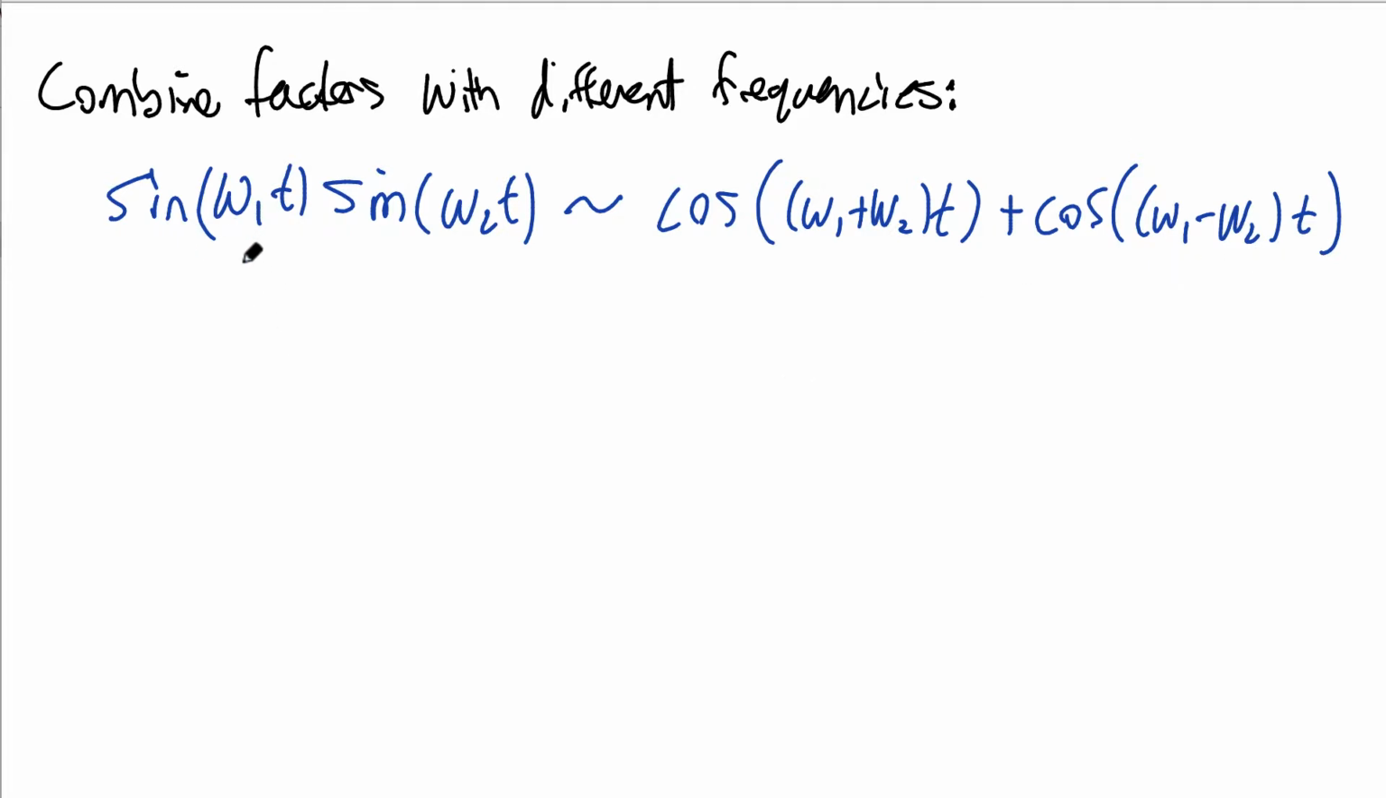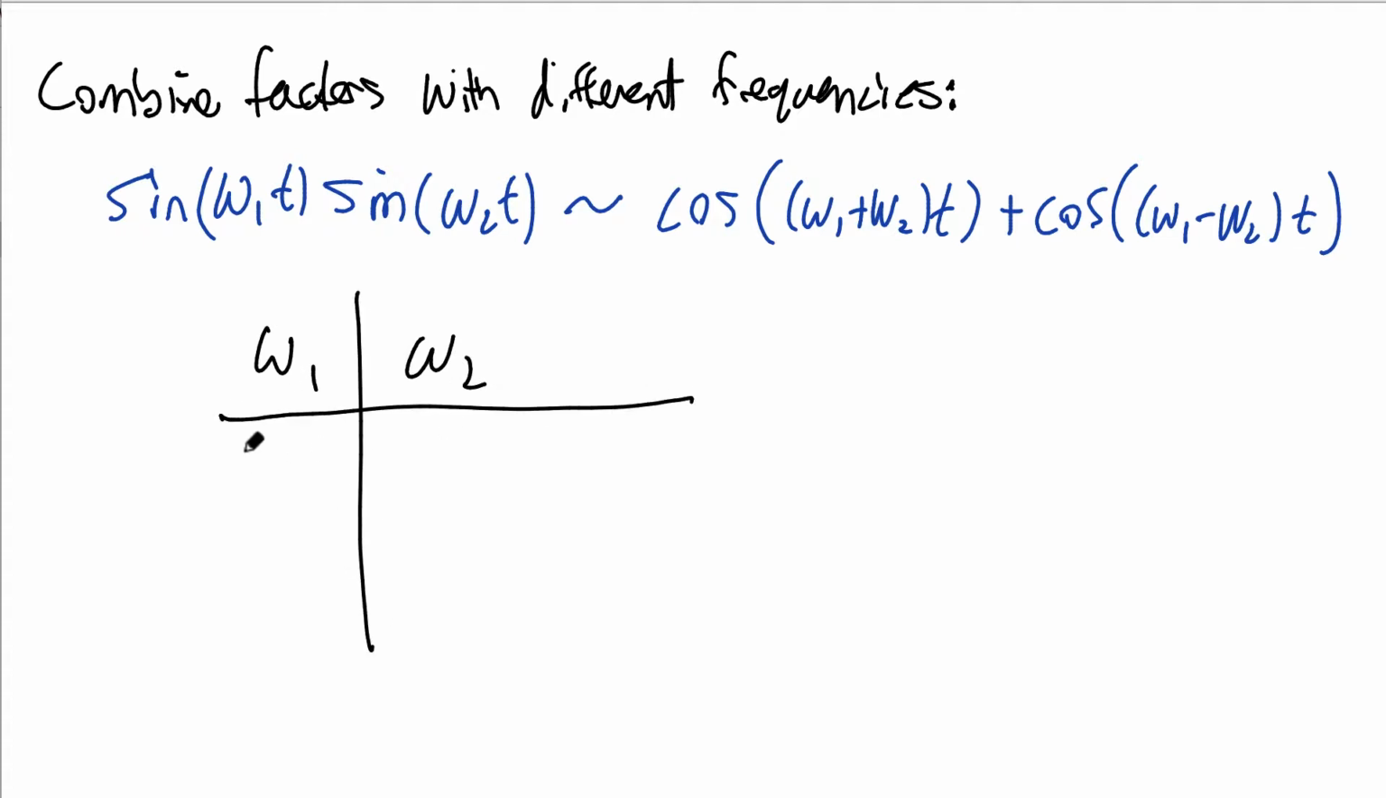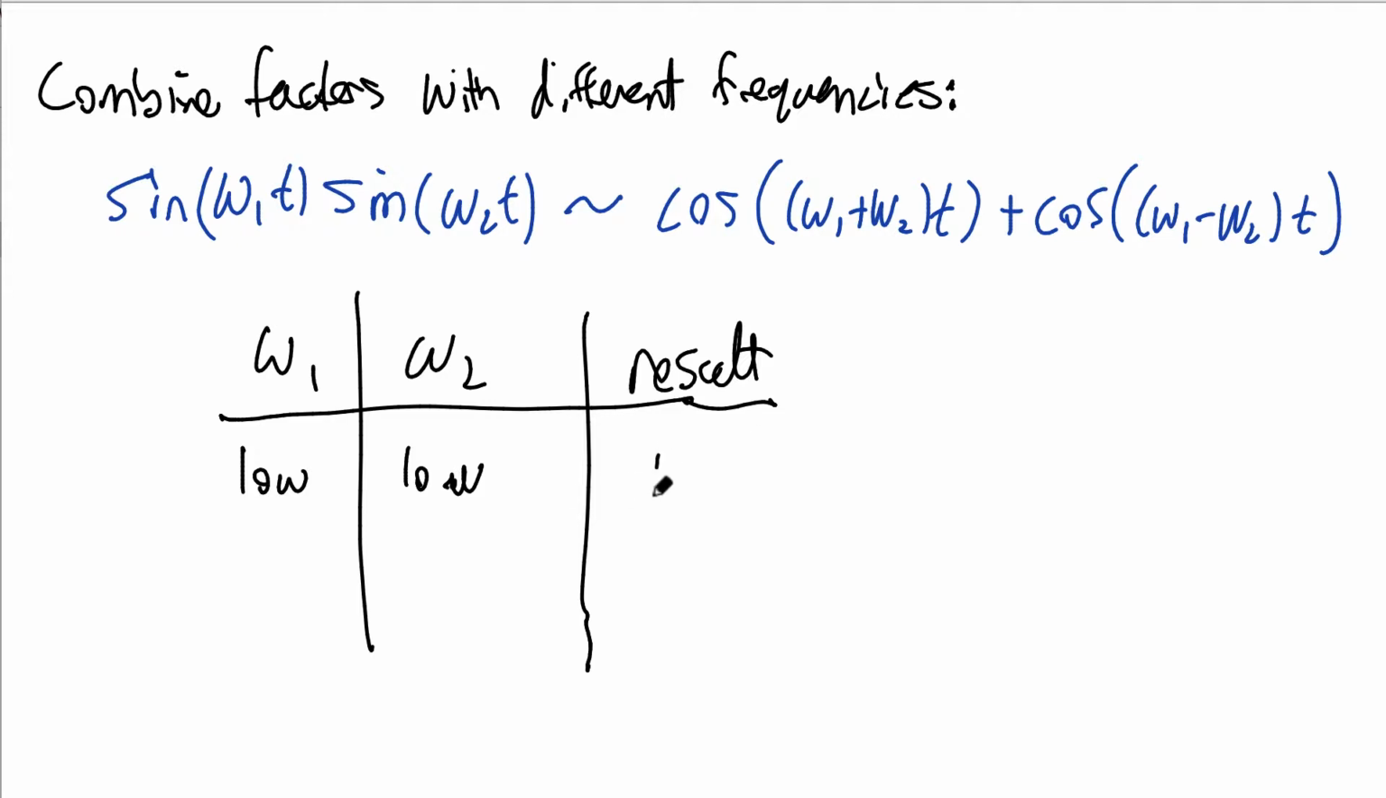So what happens if both omega 1 and omega 2 are low frequency? Omega 1 and omega 2 are both small. That means omega 1 plus omega 2 is small, omega 1 minus omega 2 is small. So this combination just gives low frequencies. So let's make a little chart here. If omega 1 and omega 2 are both low frequency, then the result on the right hand side is just low frequency terms.